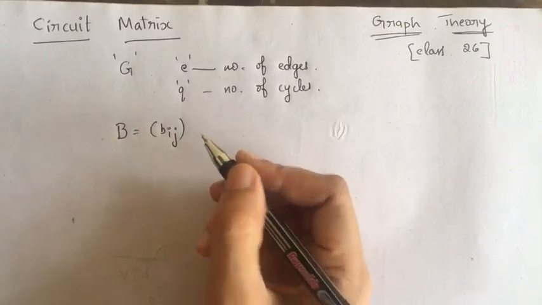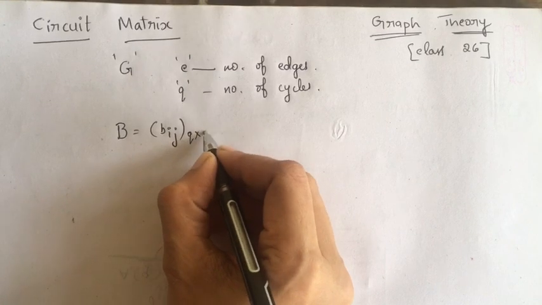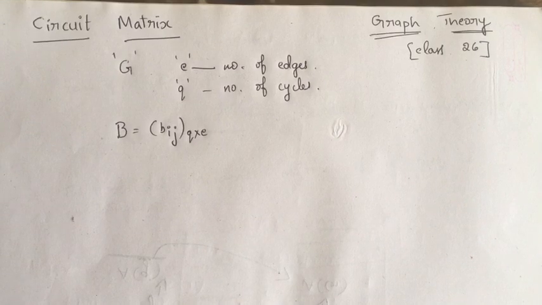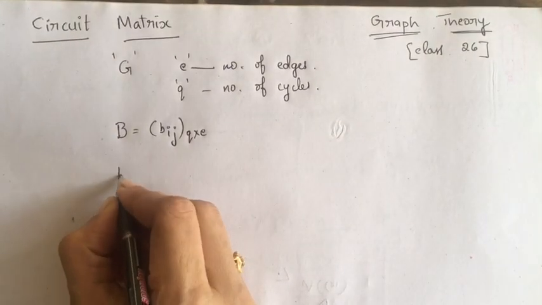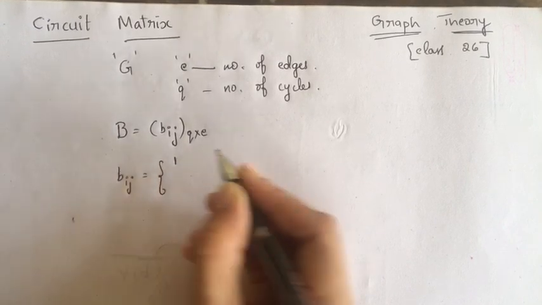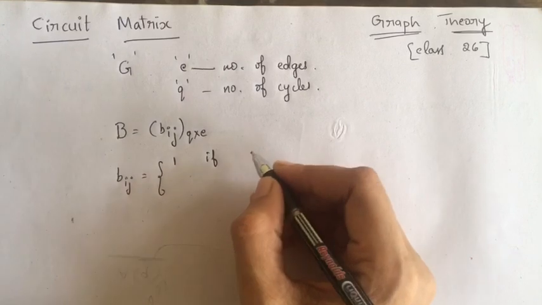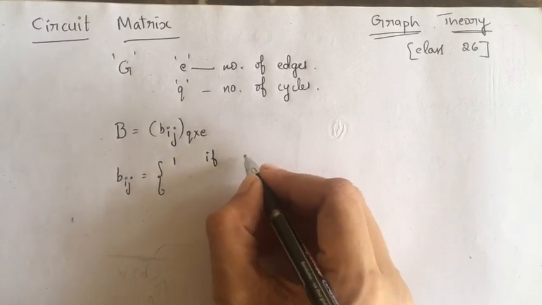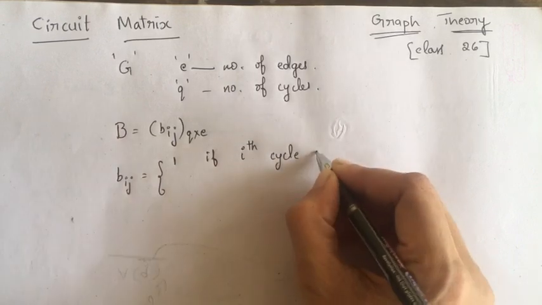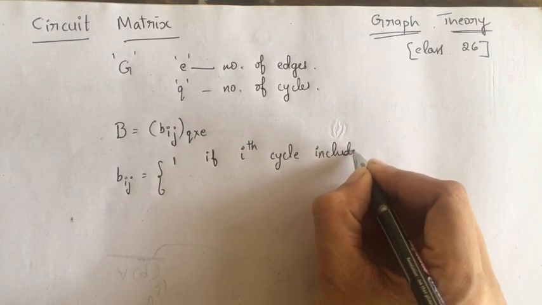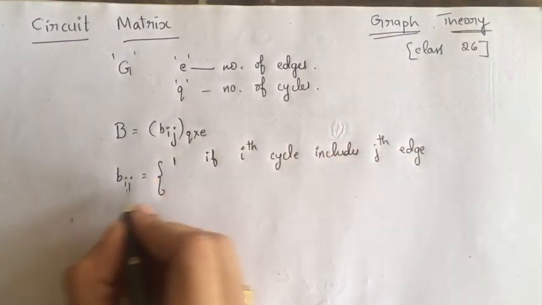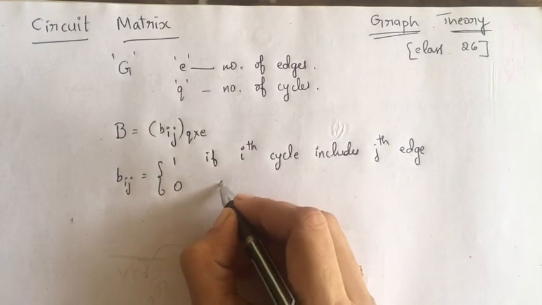Bij, which is a matrix of order Q cross E, which is again a 0 1 matrix, and any entry Bij is 1 if the ith cycle includes the jth edge. If the ith cycle or circuit includes the jth edge. Otherwise, the entry Bij is 0.